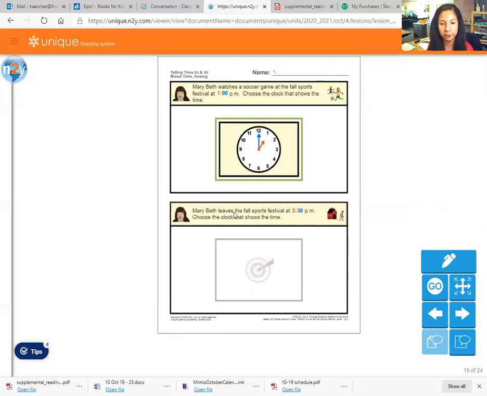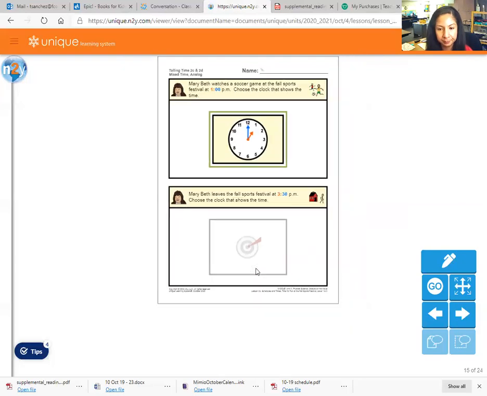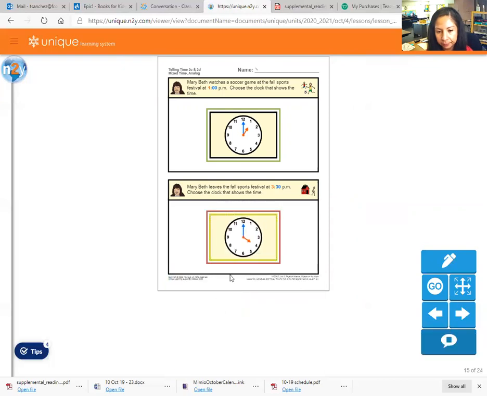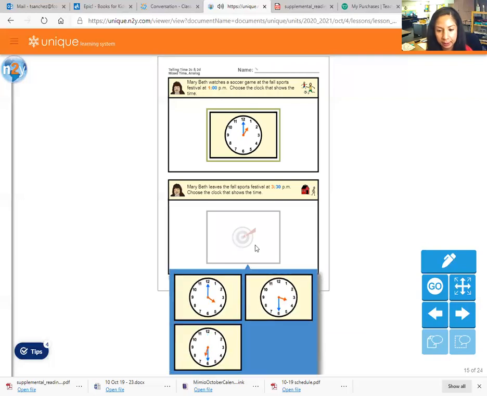Okay, and let's do one more. Mary Beth leaves the Fall Sports Festival at 3:30 p.m. Choose the clock that shows the time. Okay, so she leaves the sports festival at 3:30. What clock shows the time? Let's see. Is it this one? Minute hand points to the 12. Hour hand points to the 4. 4:00 p.m. That's 4 o'clock. No.